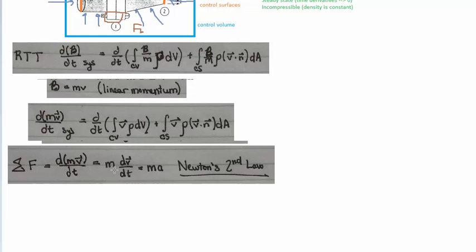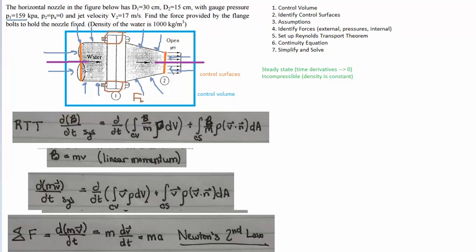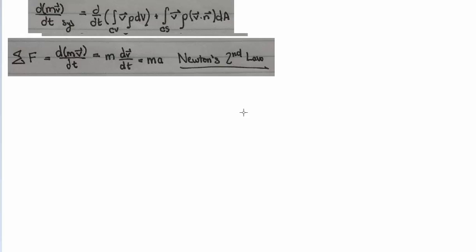Basically, if we're looking at m dv dt, we're looking at the change in acceleration of our system. So that's basically just saying this on the left could be equated to the sum of the external forces and the internal forces of our system. And those forces we were talking about earlier are going to be the pressure on the left, the pressure on the right, which is equal to 0, and the internal force of the bolts.